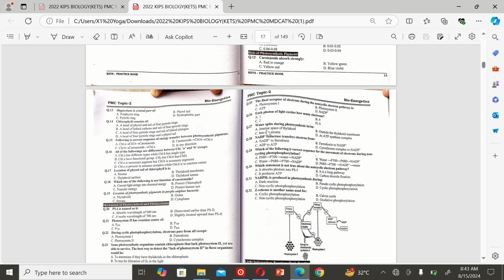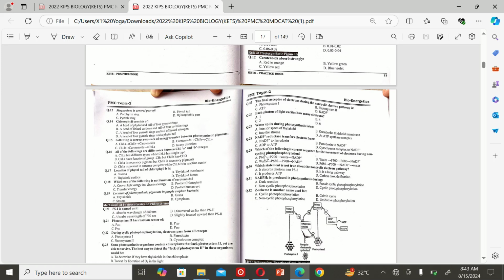The next MCQ is: water is split during photosynthesis on A. Interior space of thylakoid, B. Outside the thylakoid membrane, C. Into the stroma, and D. At ATP synthase complex. So the correct option is A, interior space of thylakoid.